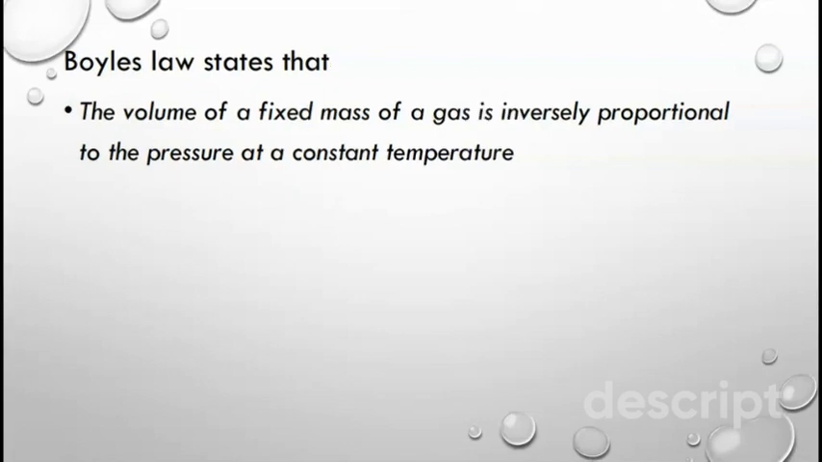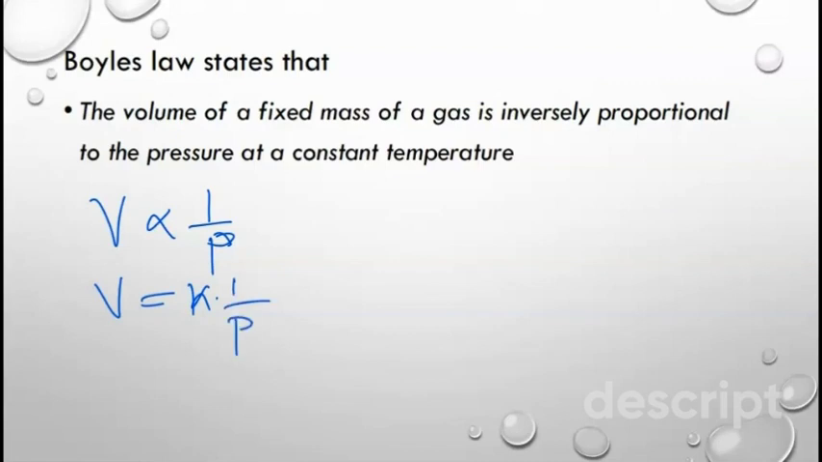From the law, we can deduce a formula whereby volume is inversely proportional to the pressure. If you want to remove the sign of proportionality, you say volume equals a constant K times 1 over pressure. If you want to make K the subject of the formula, it will be Vp equals constant.